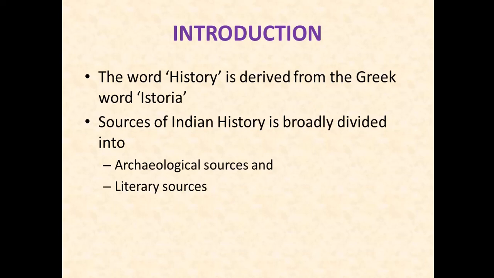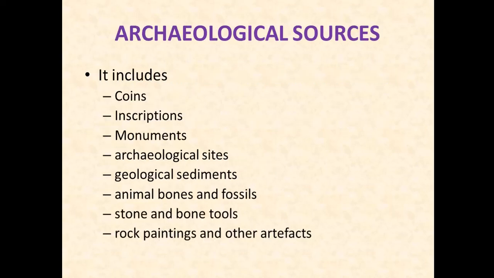When you look at the introduction, the word history is derived from the Greek word historia. Coming to the point of Indian history, whenever you want to study the history of a country, we are completely dependent upon the sources. The sources are broadly divided into two main categories: archaeological sources and literary sources.